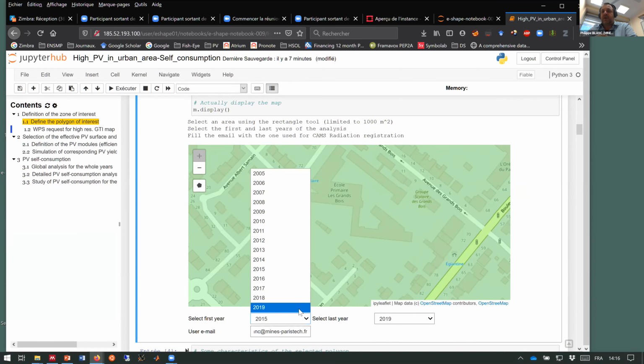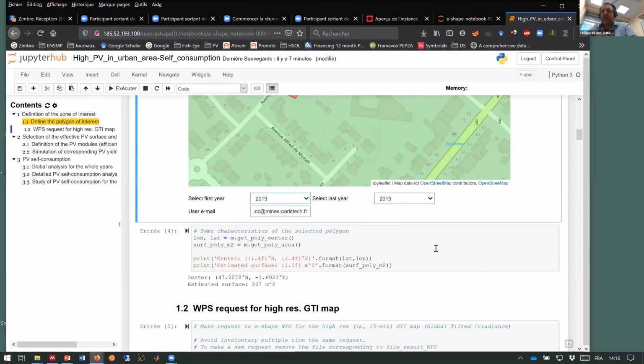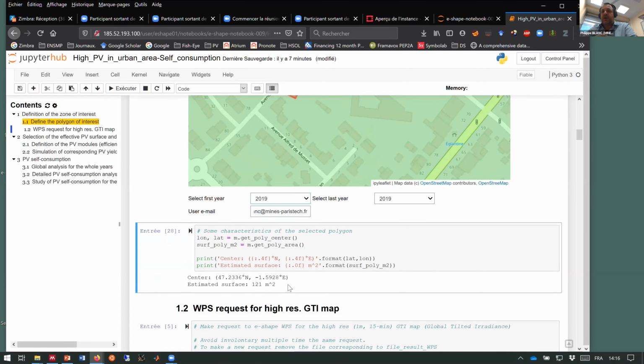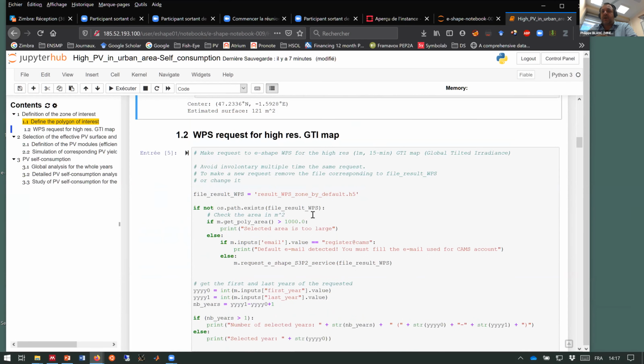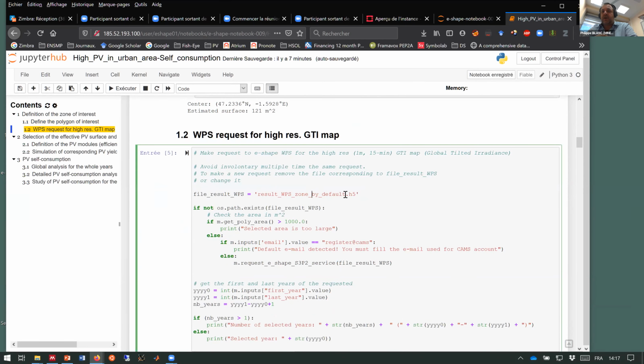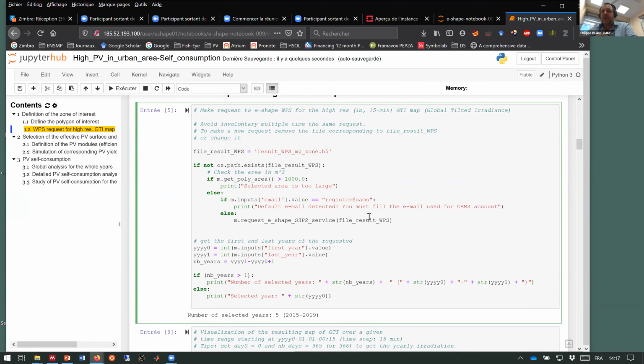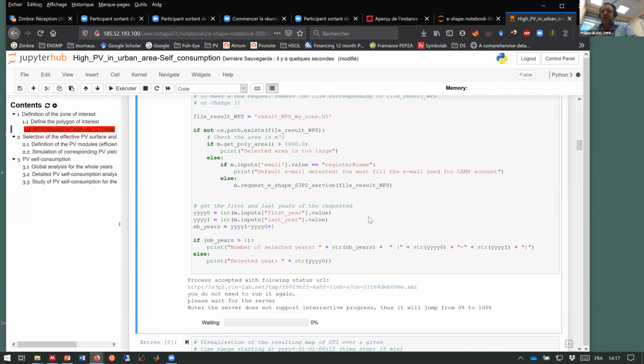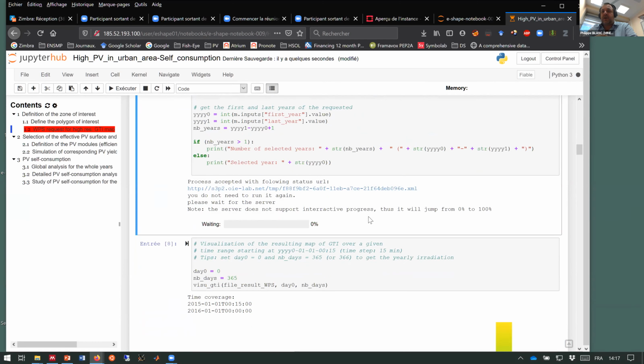For the purpose of this demonstration, I only get 1 year of data. So I have this polygon selected. I changed my name because otherwise there won't be a recomputation and there will be a problem between the years, etc. So my zone, for example, here. And when I do that, I will send a request to the web processing services. So it is in real time. So it's running.